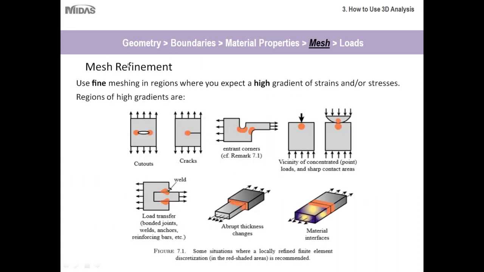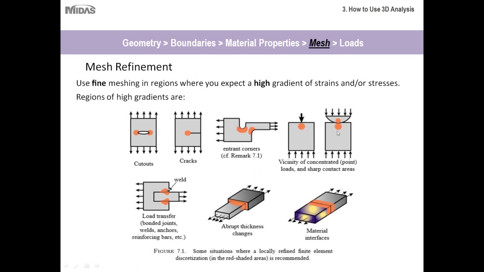Okay, and then just once again, just going over mesh refinement. Fine meshing is done in regions where you expect a high gradient of stresses, strains, and displacements, etc. Here are some other examples of regions where you'd want fine meshing. For example, along cutouts, any sort of openings, along cracks or areas where you'd expect cracking, you want your meshing to be finer. Also, entrant corners, you'd need fine mesh.